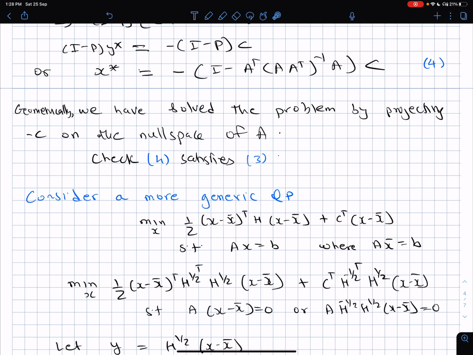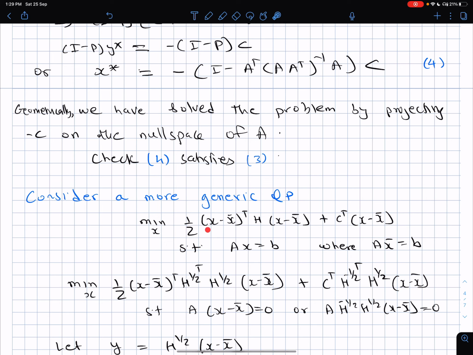Now let's take a slightly more generic QP problem. What is my next level generic quadratic programming problem that I am taking? Minimize over x half of (x minus x bar) transpose H times (x minus x bar). So it's like centering all the vectors x around x bar, and then looking at x minus x bar as the radius around the centered point x bar. The reference has been shifted to x bar.